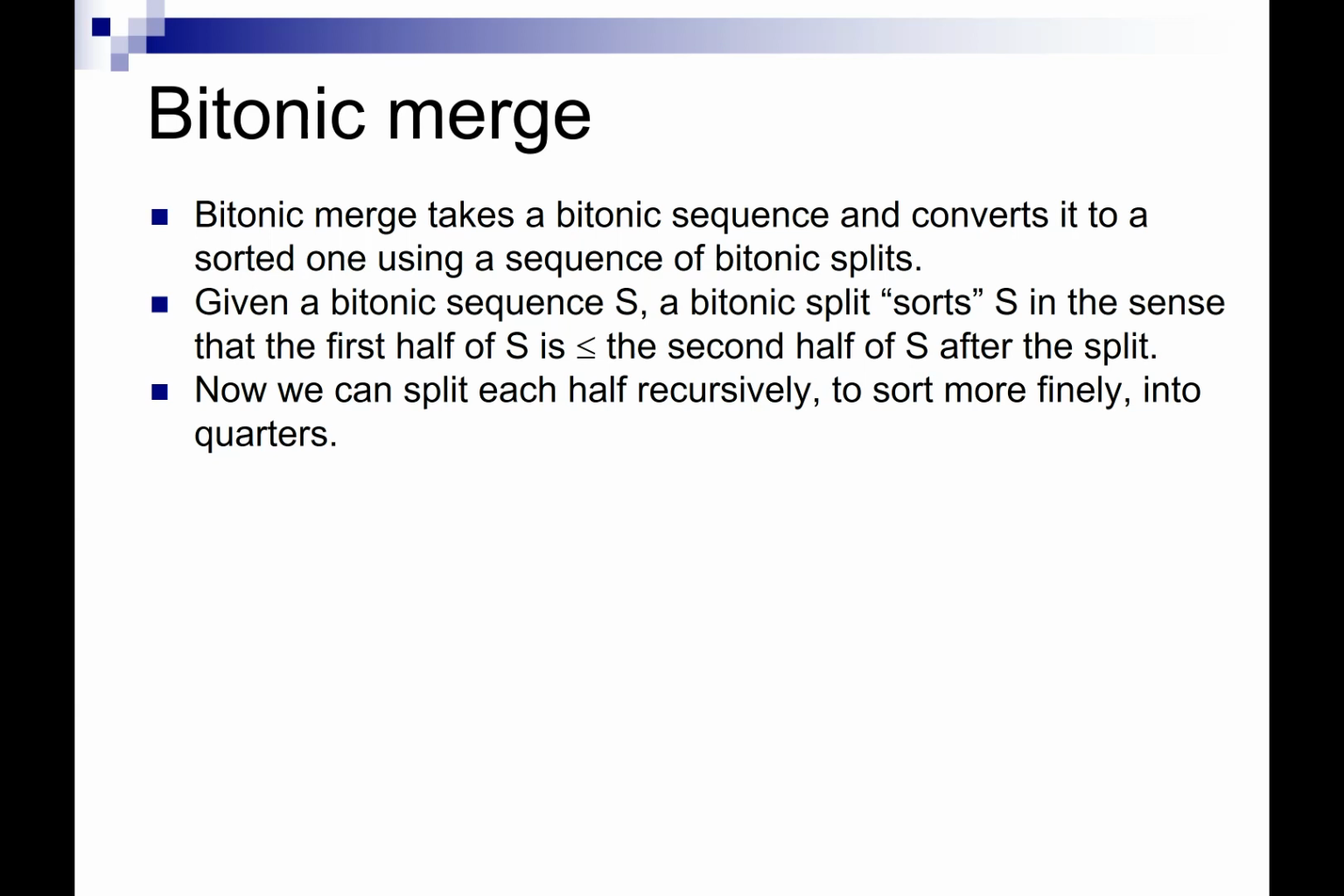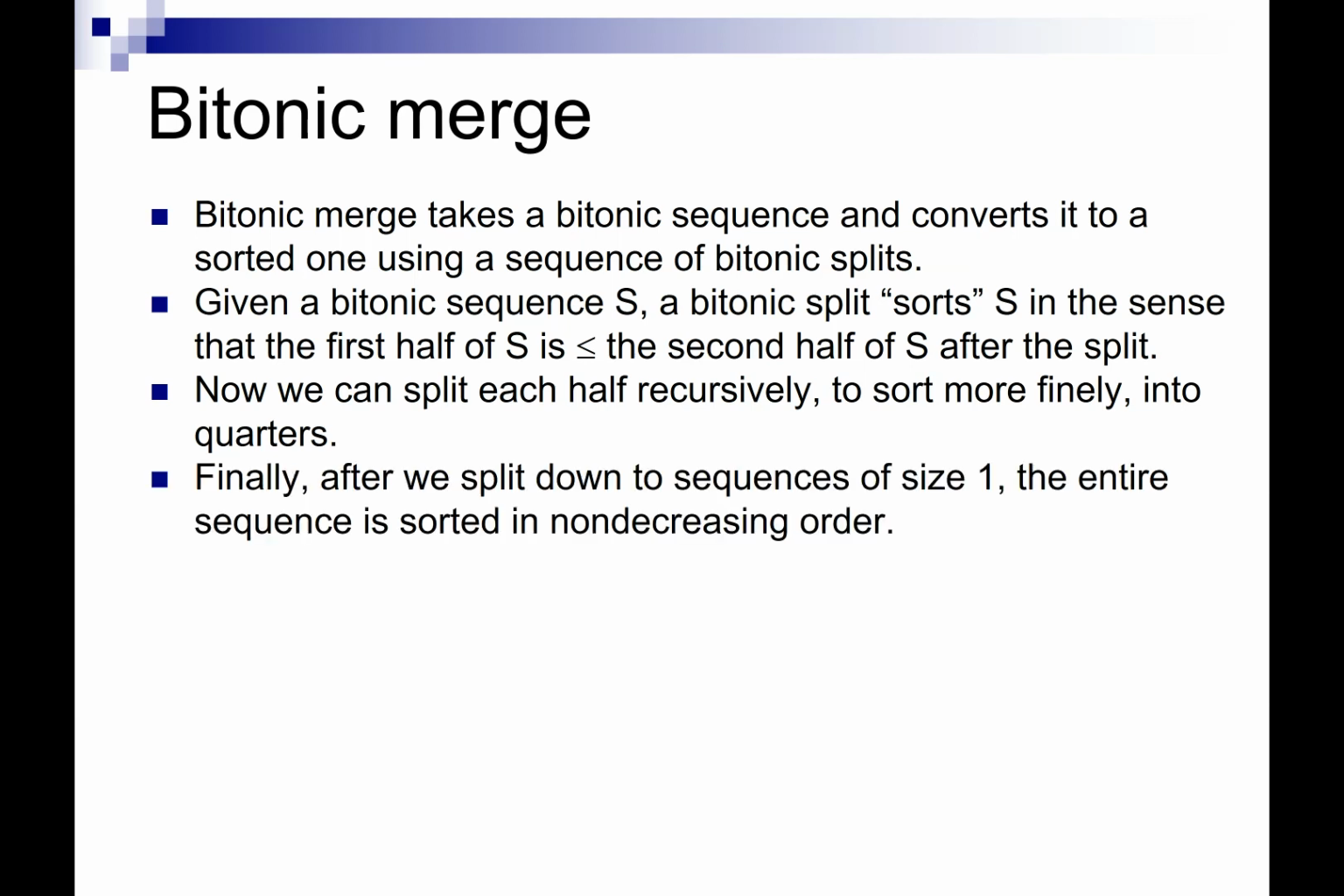If you take the first half and do another bitonic split, now you get these quarters, and the first quarter is going to be completely less than the second quarter. So that's kind of like a sorting of these two quarters. The same applies for the second half, and then you just keep doing this recursively.